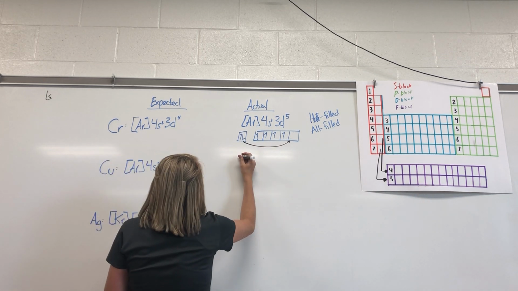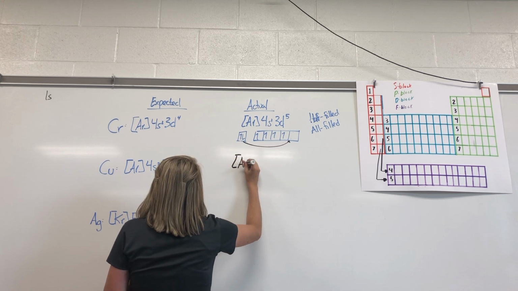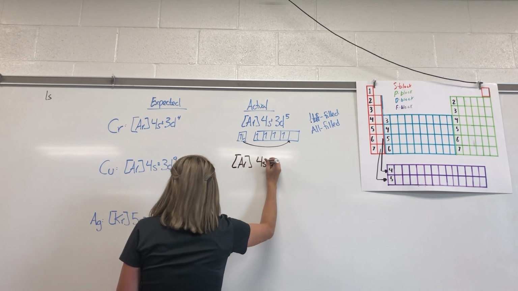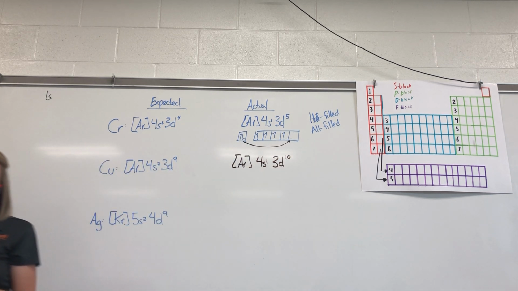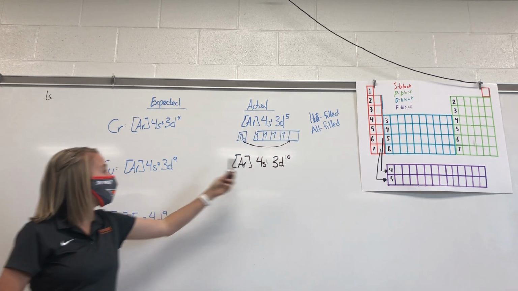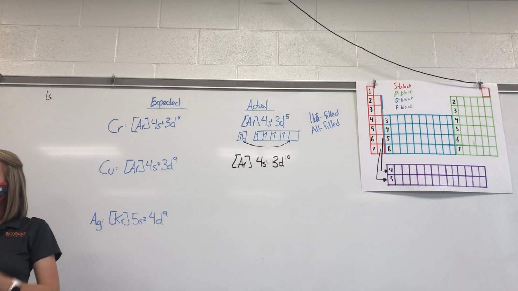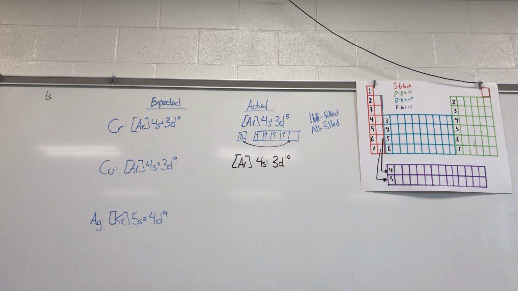So copper, when tested, actually has this. Ar 4s1, 3d10. Turn to your table buddy and talk about why, possibly, this is happening versus this? Ready, set, go. It's filling all of the spots up.